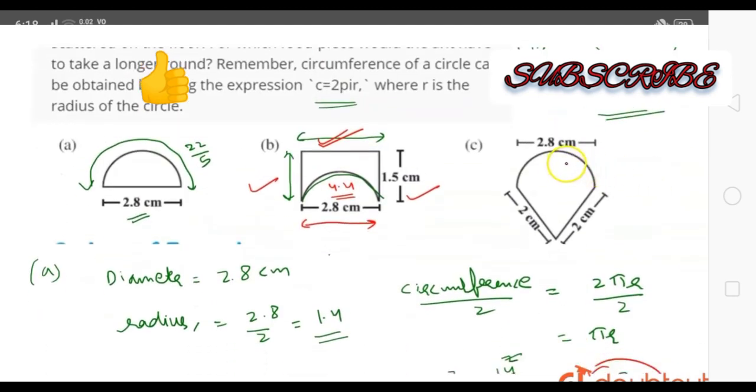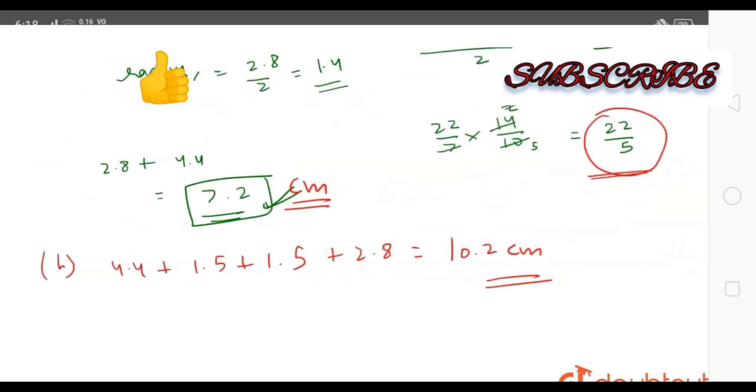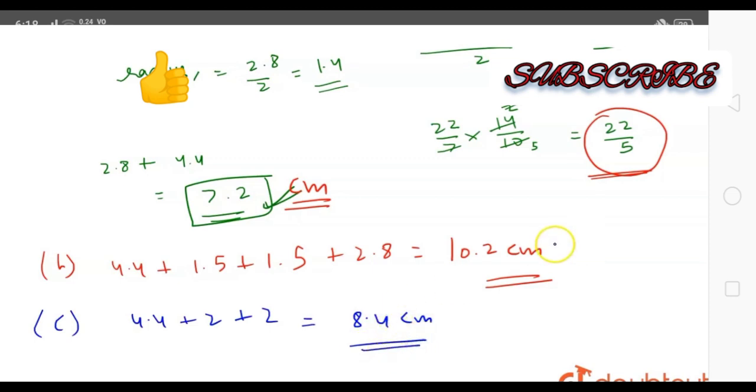Now next, this figure. In this figure also, if we consider this circle, the diameter is given to be 2.8 and this boundary is half circumference again, so this boundary will again be 4.4 centimeter. The total boundary will come out to be 4.4 plus this side plus this side, so in part C we have 4.4 plus 2 and this comes out to be 8.4 centimeter. So the ant has to move the largest distance in the second figure. In the second figure, the boundary is the longest, 10.2 centimeter. Okay, thank you.